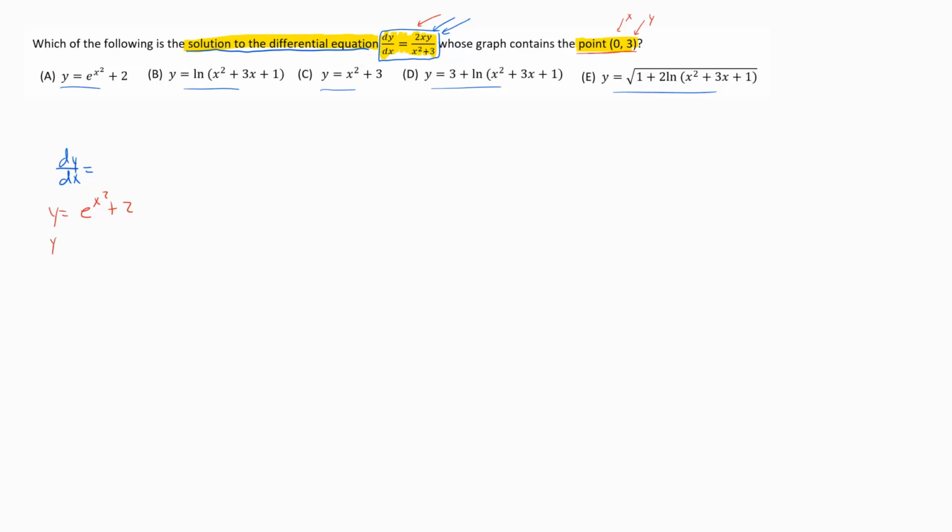Sometimes you can just avoid having to take the derivative by doing a little plug and chug and see what goes on. So here I would come in and I would plug in 0 for x. I'd get e to the 0. Anything to the 0 power is 1, so I would have 1 plus 2 equals 3. So that tells me that it's worth my time now to go ahead and take the derivative of this because I know for sure it at least has this point on it.